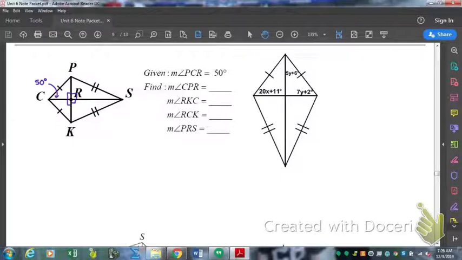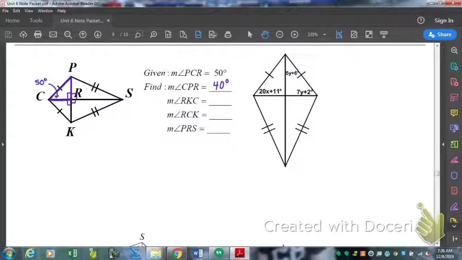So angle CPR is this guy right here. You're in this little triangle down here. I have a 50-degree angle, a 90-degree angle. So that means angle CPR has to be 40 degrees. That way 40 plus 50 plus 90 equals 180 degrees. That all comes from your triangle angle sum theorem.